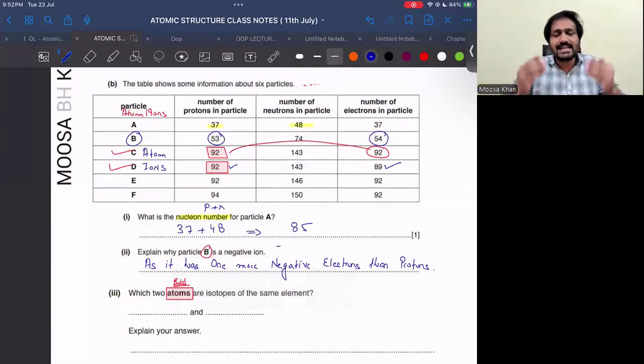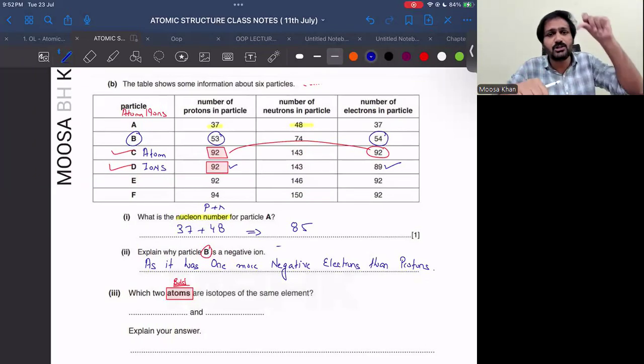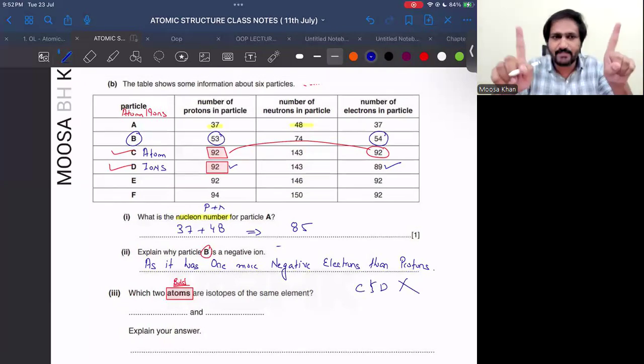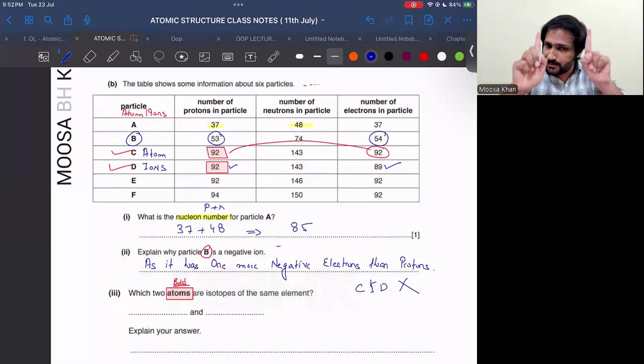So C and D cannot be called isotopes of each other because C is an atom, but D is not an atom. So for any two particles to be isotopes of each other, first of all, they have to be atoms. Right? So C and D answer is wrong. Understood? Okay? Whenever you have to choose isotopes, they should be in the atomic form first.